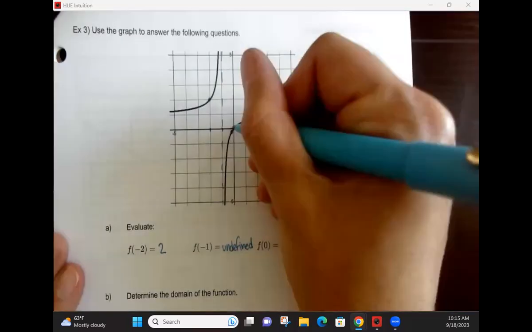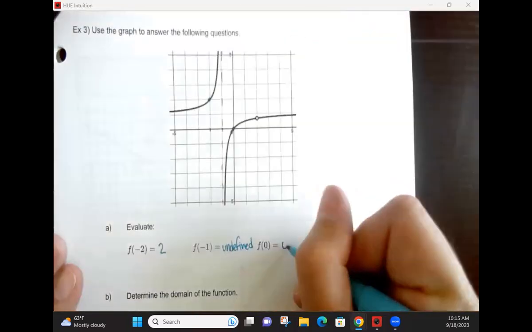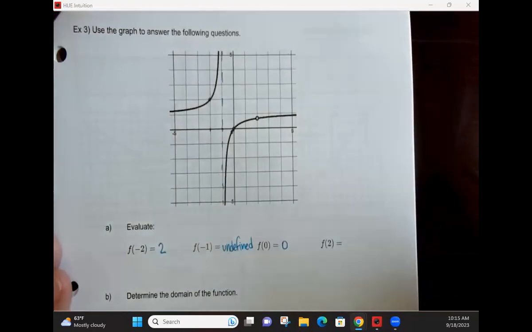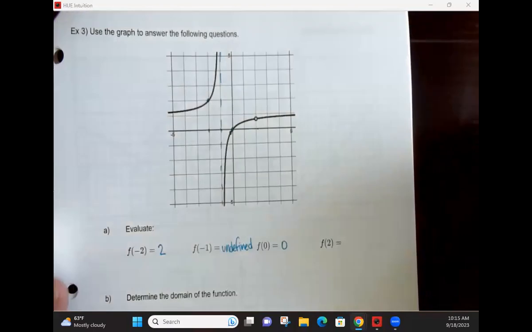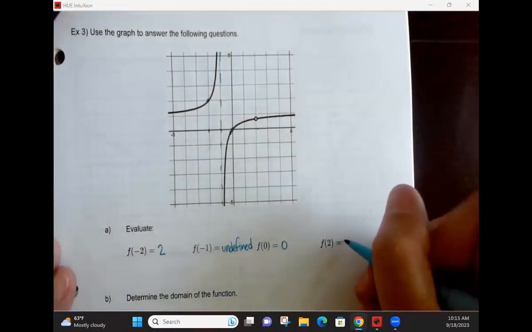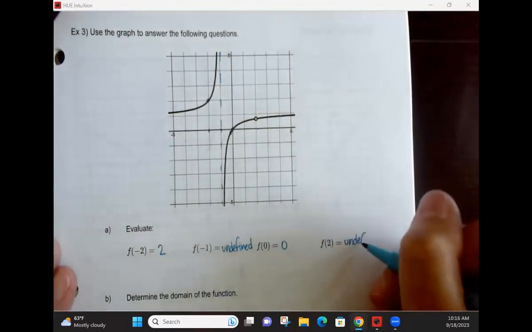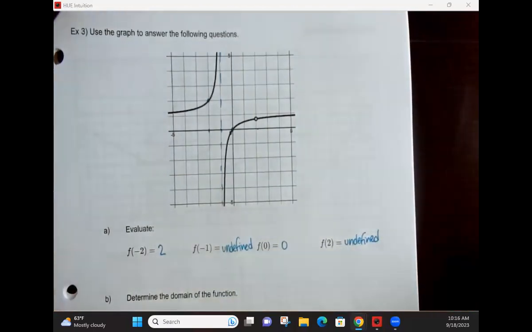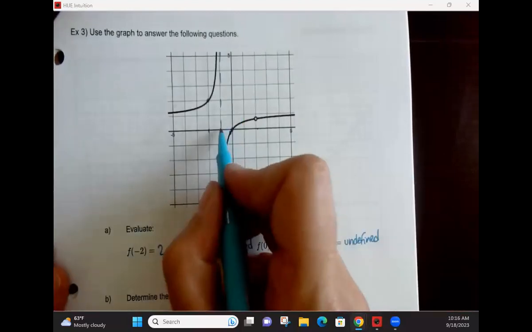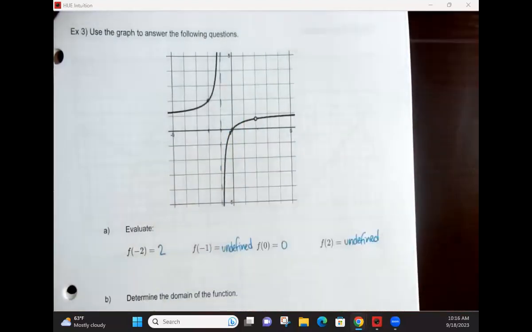F of 0, I do have a defined value. F of 0 is equal to 0. And then at f of 2, we have an open circle. So again, no defined value there. I would again say that this is undefined. So when I give the domain, I have to make sure I exclude these pieces here.